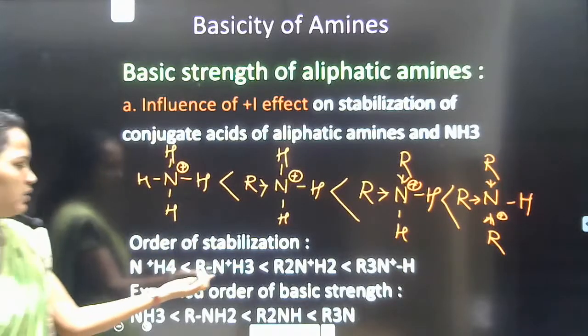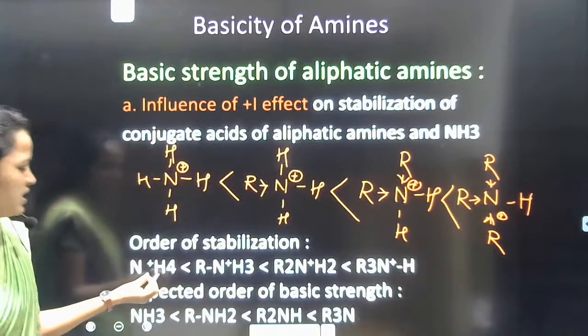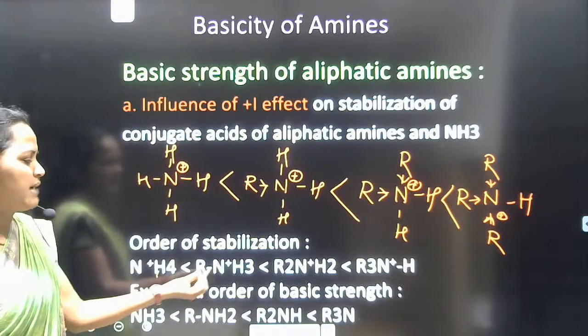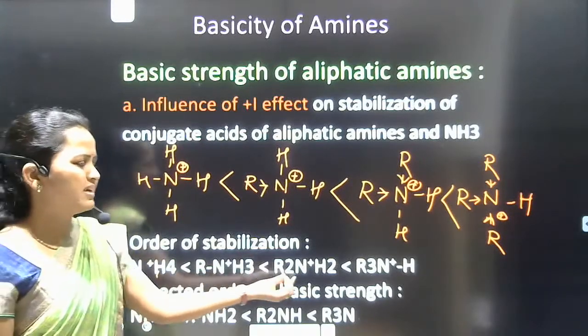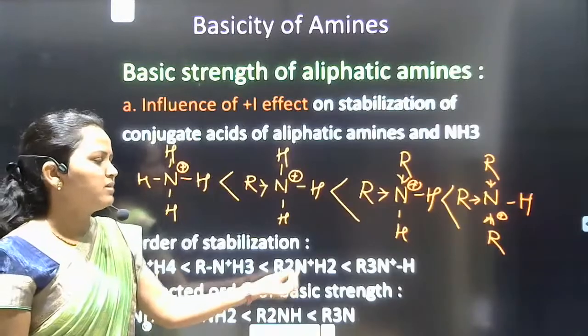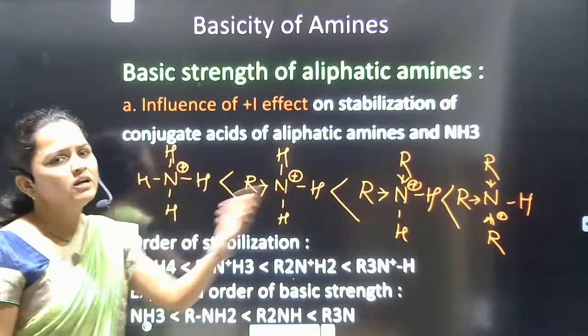So we can say that the order of stabilization is ammonium is less than primary amine is less than secondary amine is less than the tertiary amine.